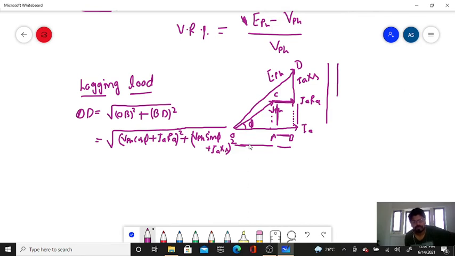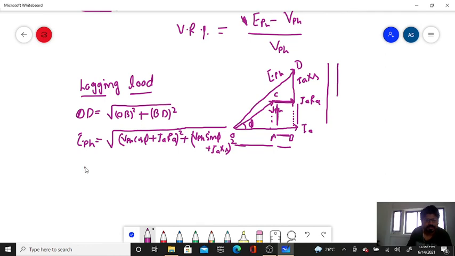You can draw this phasor diagram for leading load and unity power factor load also, and get the equation for EPH. If you get the equation for EPH, you can directly calculate the voltage regulation, that is EPH minus VPH by VPH, because VPH is known to you. This is the terminal voltage at full load.